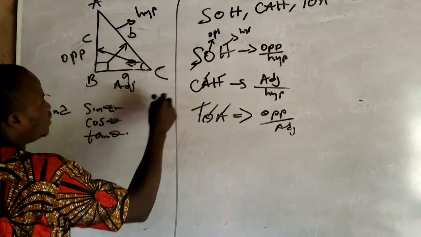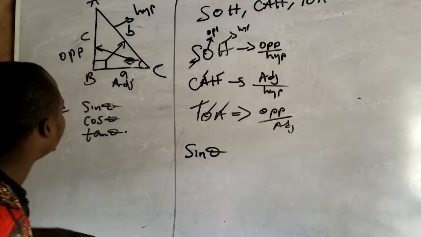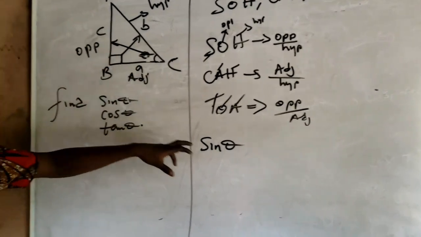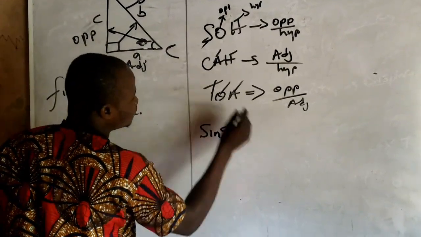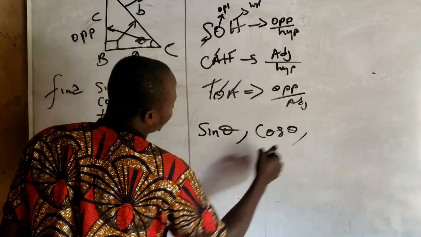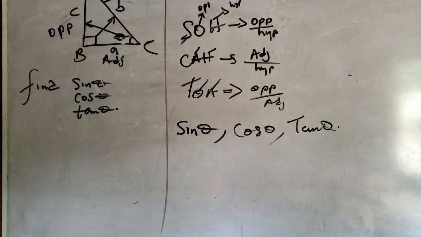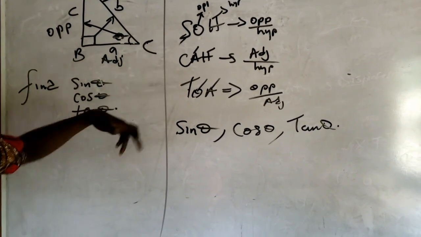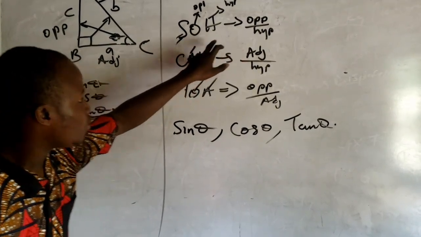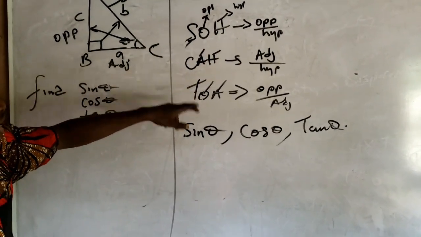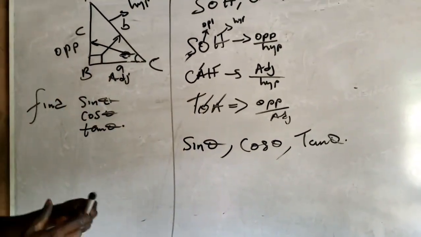Now you will ask me, what do S, C, and T represent? S is sine, the sine of the inclined angle theta. So S represents sine theta, C represents cos theta, while T represents tan theta. So sine theta is the one that has SOH, cos theta is the one that has CAH, and tan theta is the one that has TOA. That is what it is trying to explain.